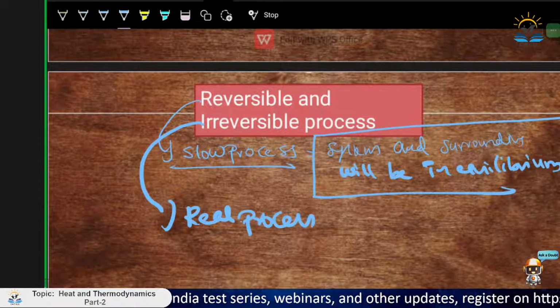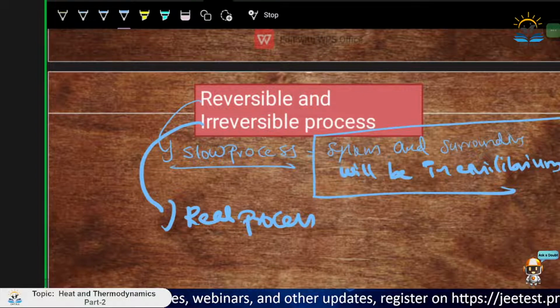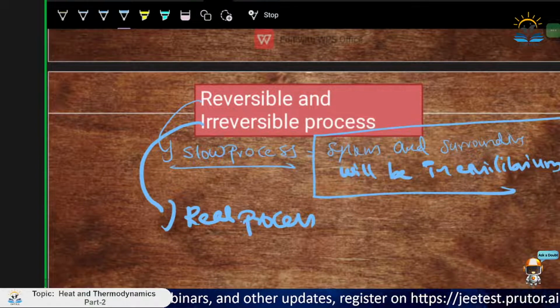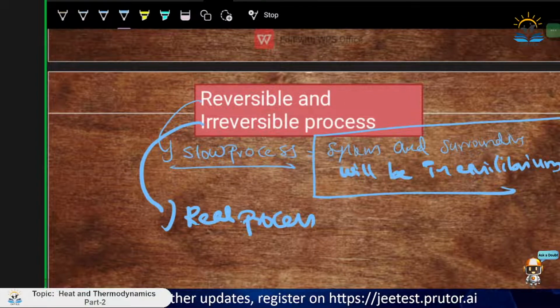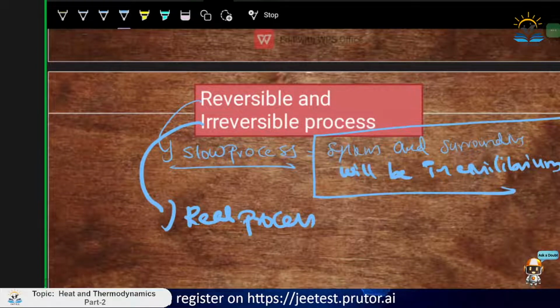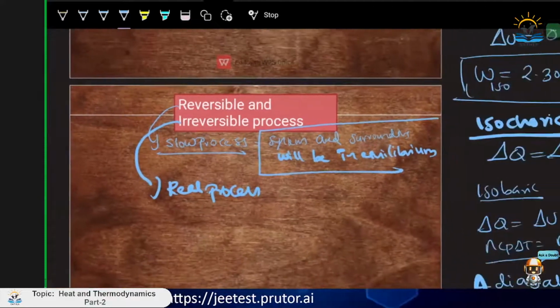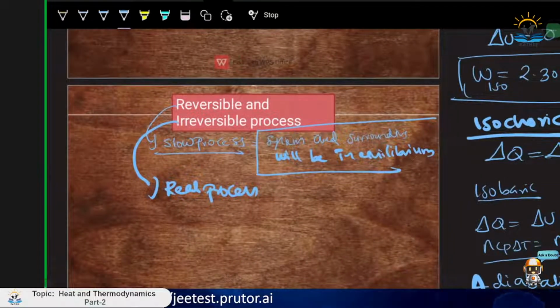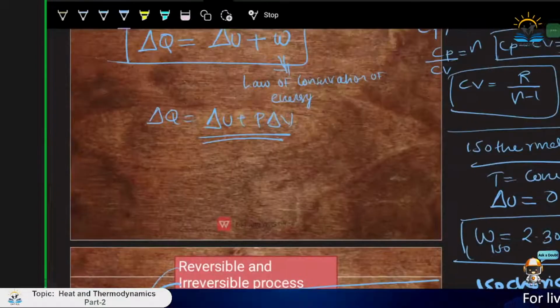We cannot bring the system back to its initial state without making any change in the surrounding. We want to make some changes to the system or surrounding, then only can we bring the system back to the normal state. It is not so important, but we want to know what is the reversible and irreversible process. So it is good if we know it.